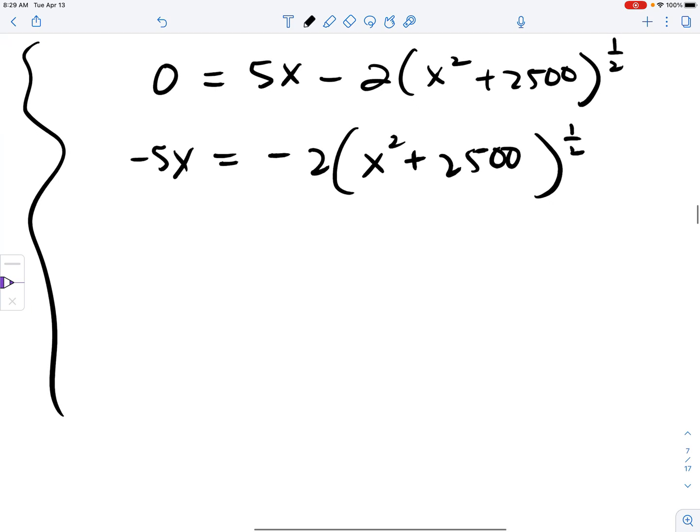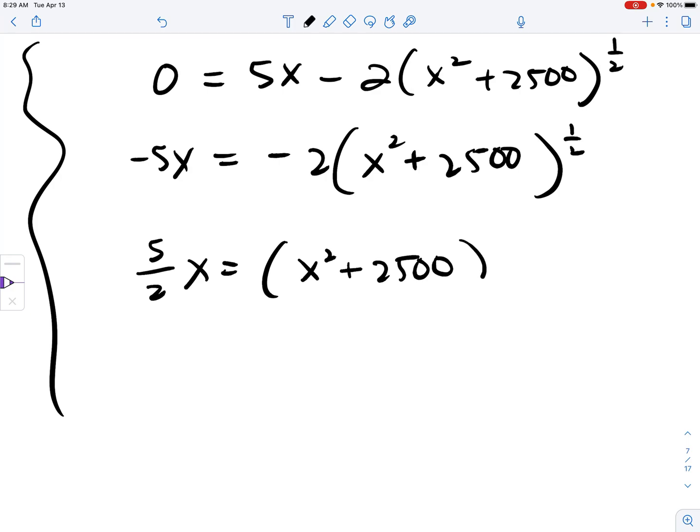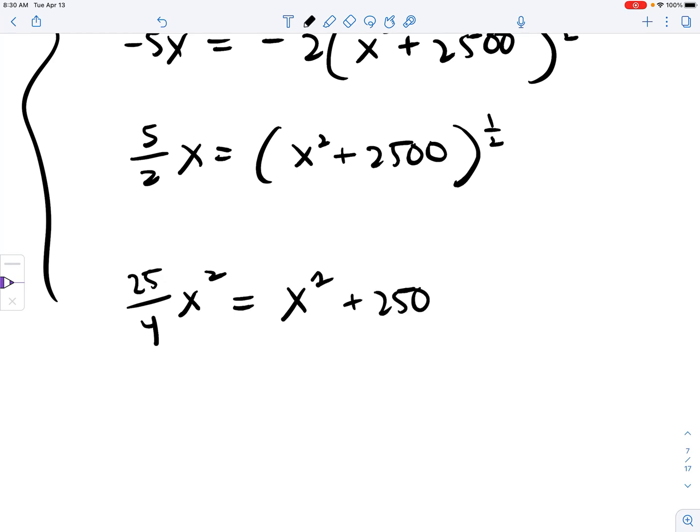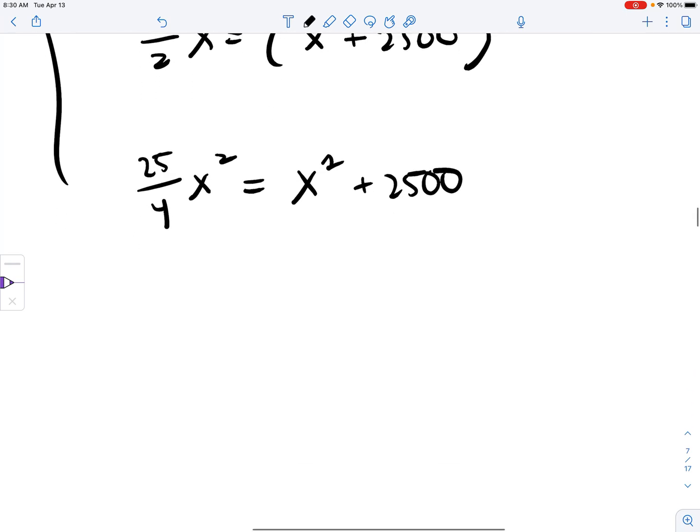Okay, and then if we divide by negative 2, that will give us 5/2 x equals the quantity x squared plus 2,500 to the 1/2 power. And here we can think about squaring both sides of the equation, and we would get 25/4 times x squared equals x squared plus 2,500. And now this has turned into a quadratic equation.